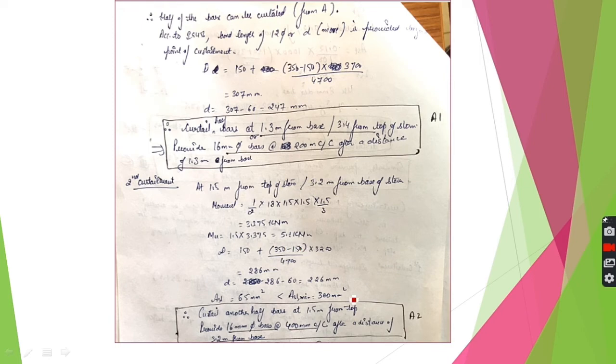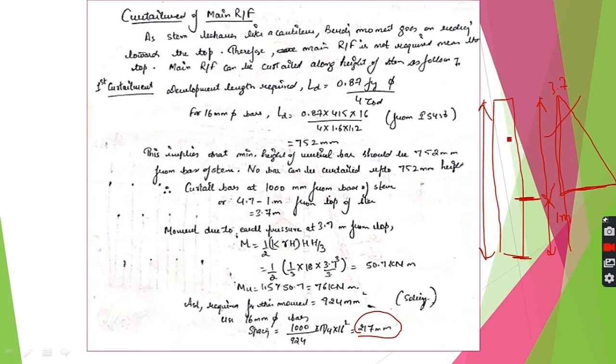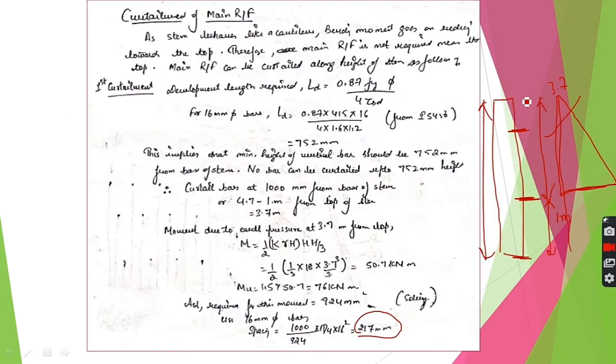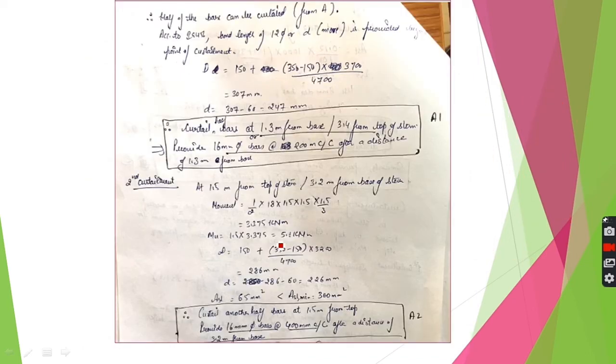Similarly, we can do another curtailment also at a larger height, for example, here. This you can do at any point wherever you require. Here we have taken it to be at 1.5 meter from top of stem. From here 1.5 meter, we do the same thing, and we calculate the moment at this particular point, and we calculate the Ast and provide the reinforcement here. So we have done two curtailments here.